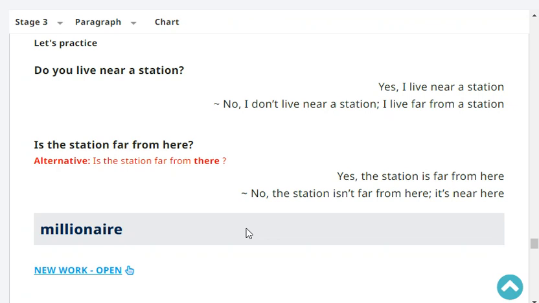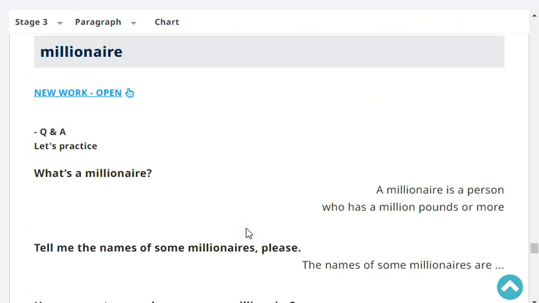Is the station far from there? Yes or no? No, the station isn't far from here. It's near here. Very good. What's a millionaire? A millionaire is a person who has a million pounds or more. Very good.